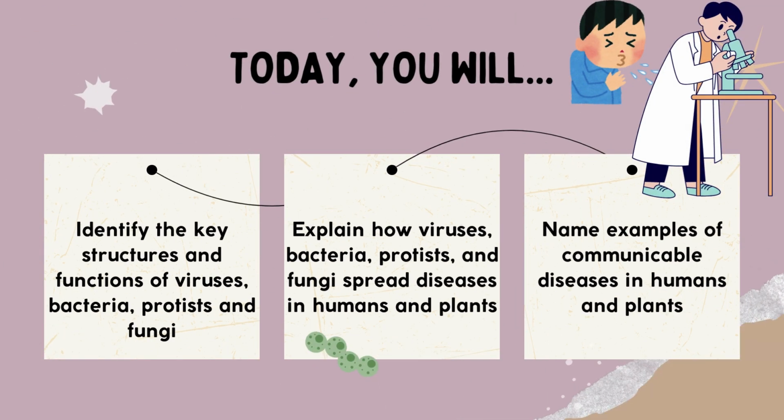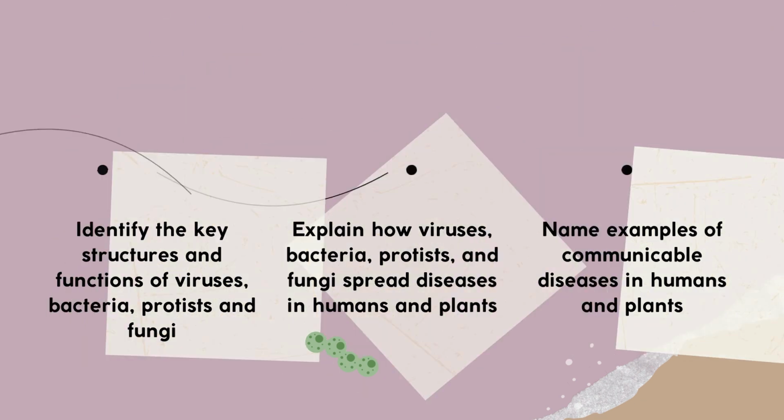Today, we will identify the key structures and functions of viruses, bacteria, protists and fungi. Explain how viruses, bacteria, protists, and fungi spread disease in humans and plants. Name examples of communicable disease in humans and plants.